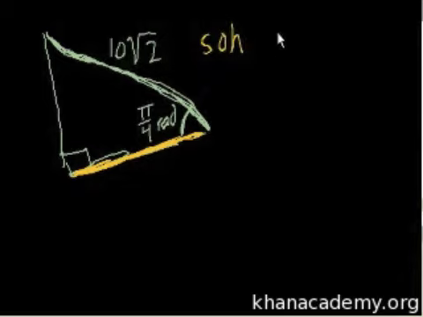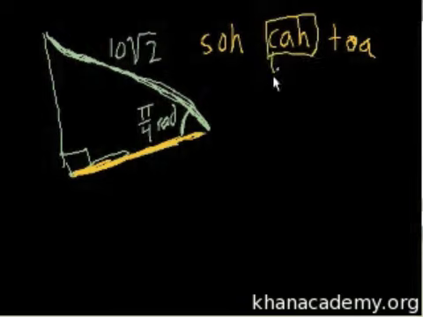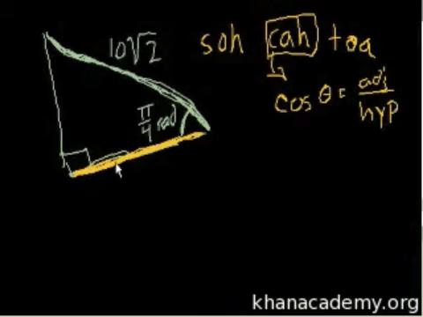So, SOH CAH TOA. So which one uses adjacent and hypotenuse? Right, it's CAH. And CAH, the C is for what? The C is for cosine. Cosine of an angle, let's just call it any angle, is equal to the adjacent over the hypotenuse. So let's use this information to try to solve for this orange side or this yellow side.